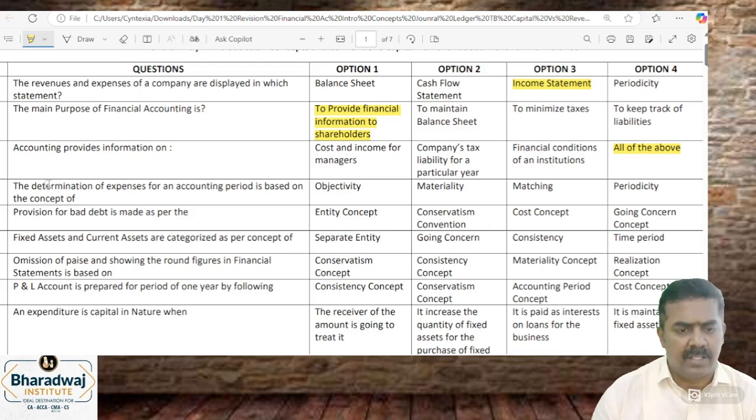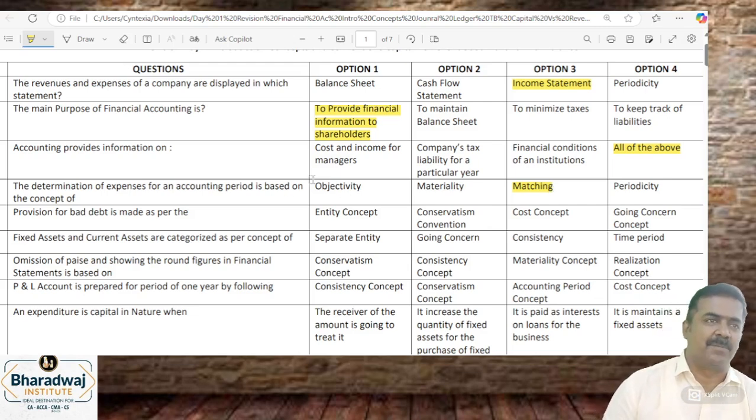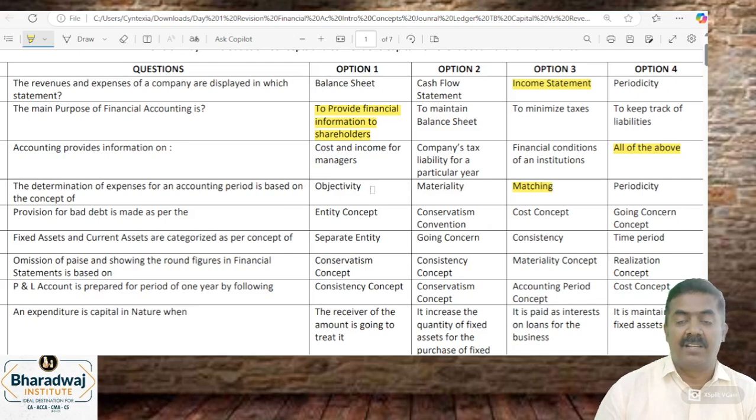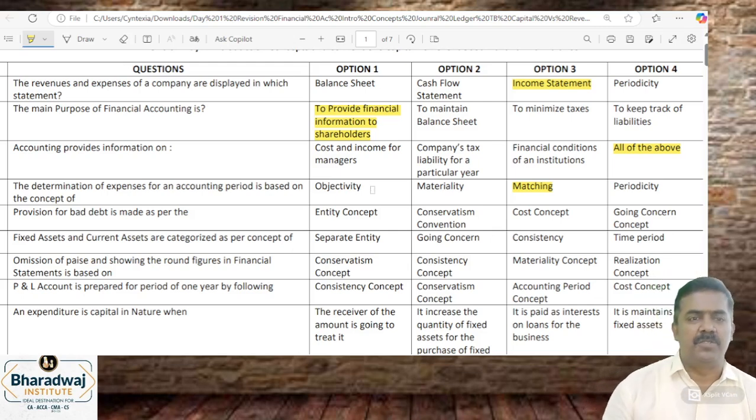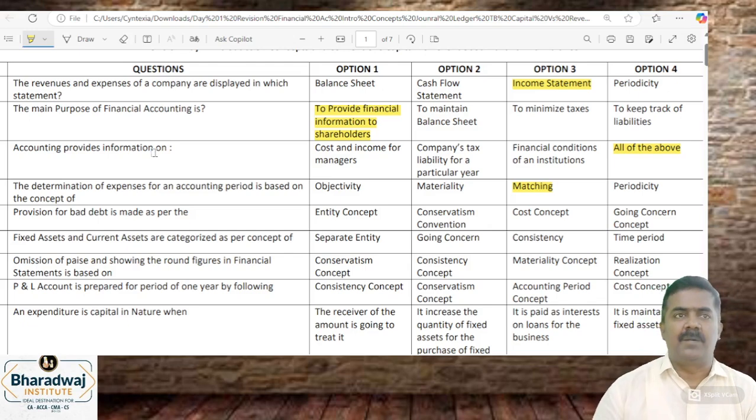Then, determination of expenses for an accounting period is based on matching. Income for a period should be matched with expense for a period. Periodicity means a uniform accounting period should be maintained. Expense or income is determined based on what? Matching principle.